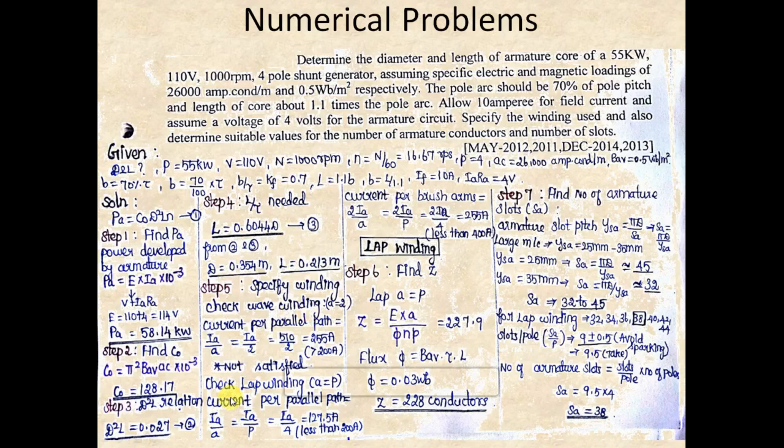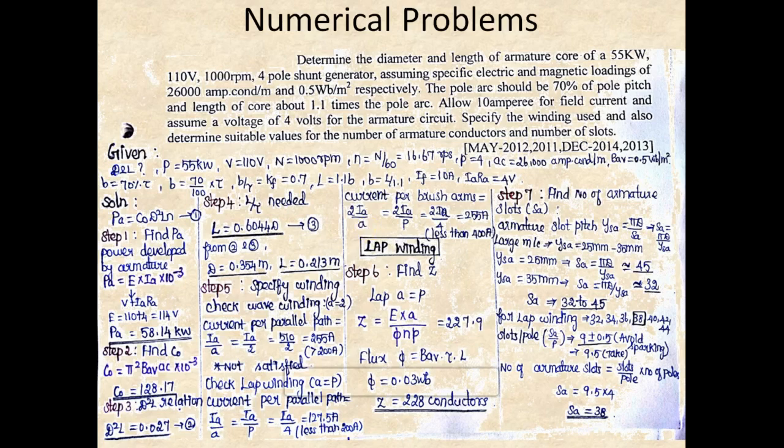Next we will see the condition of lap winding. So in the case of lap winding, the number of parallel paths is same as that of number of poles. In this problem, the number of poles is given as 4. So we can easily determine the current per parallel path by dividing the armature current with the number of poles. We will be getting it as 127.5, which is less than 200 ampere. Once after determining the current per parallel path, we can easily determine the current per brush arm by using the relation 2IA by P.